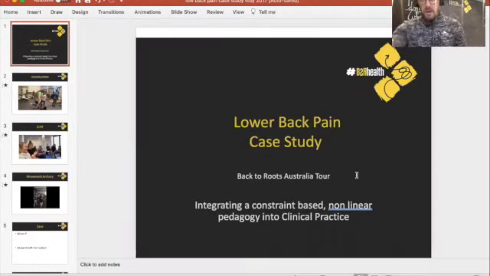Welcome to this case study where we're going to take a look at how at Back to Roots we would build an evidence-based, person-centered rehabilitation program for someone with persistent low back pain. We're going to be having a look at the approach that we take to implement exercise prescription using a constraints-based non-linear pedagogy.